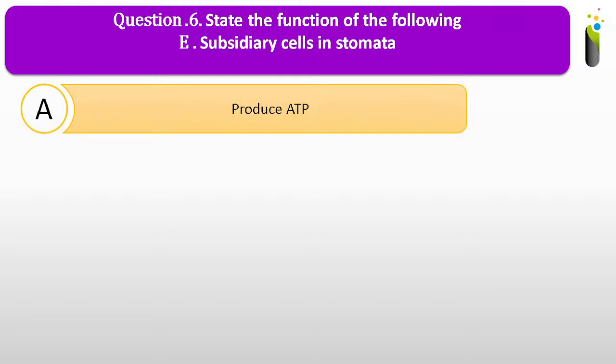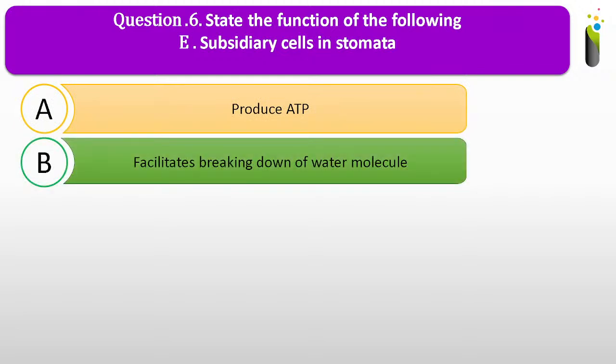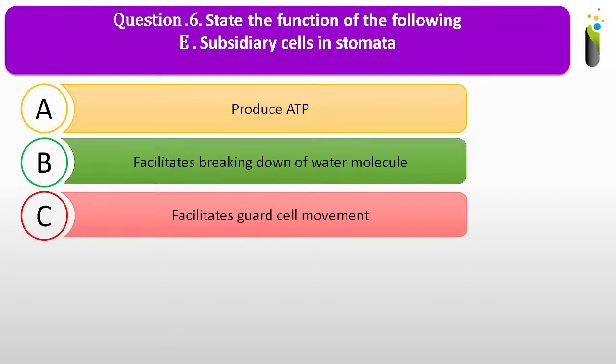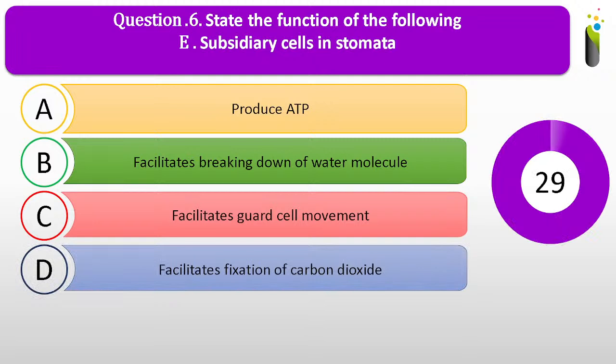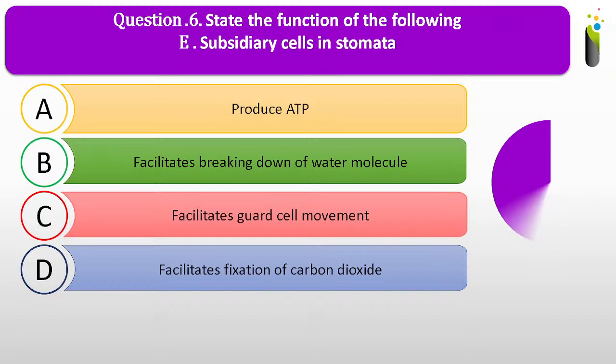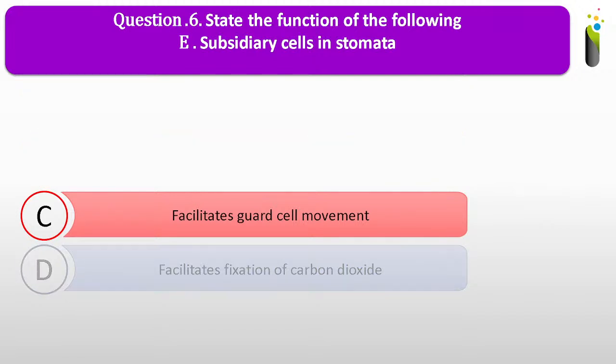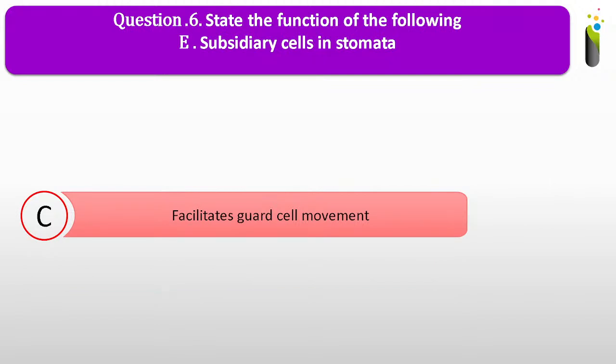A. Produce ATP. B. Facilitates breaking down of water molecule. C. Facilitates guard cell movement. D. Facilitates fixation of carbon dioxide. So the correct answer for this question is C. So the subsidiary cells in the stomata facilitate the guard cell movement.